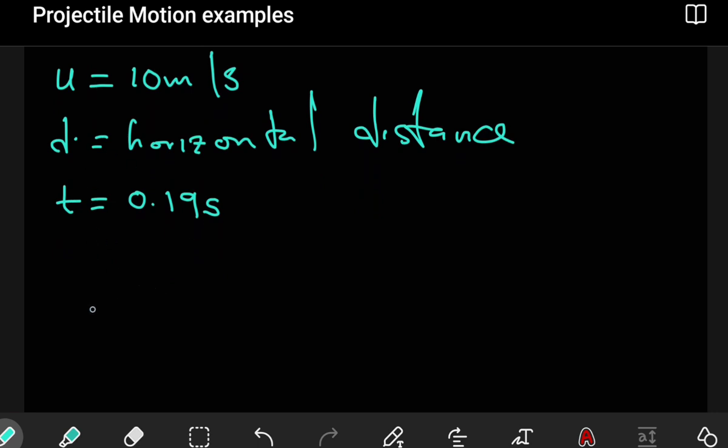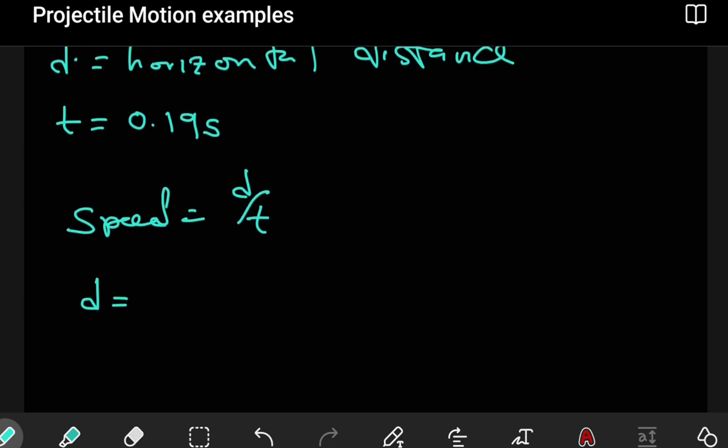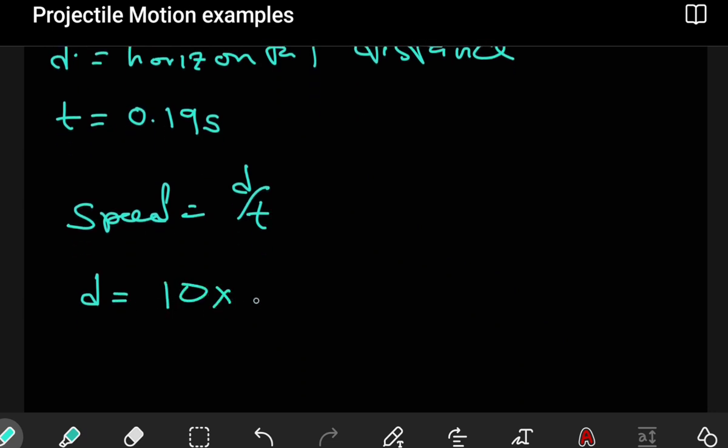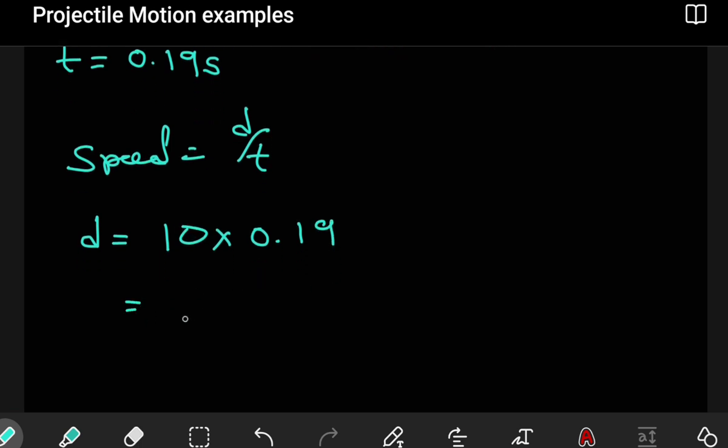So because of the absence of acceleration here, we use the formula for speed. Speed is equal to distance over time. Since we're looking for the horizontal distance d, we'll just say the speed, which is 10, multiplying the total time, which is 0.19. And if we get the product here, we get 1.9 meters. So this is how far away the dartboard is from the point where the dart was released.